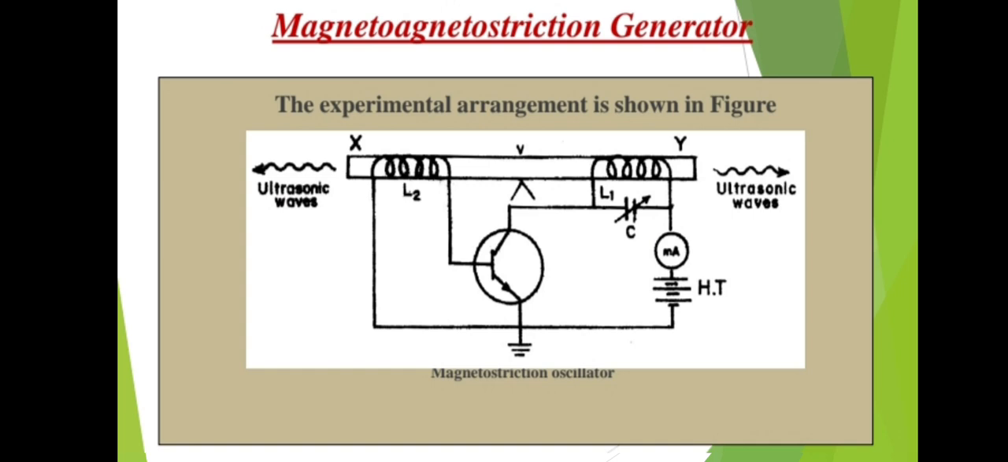In this figure, L1 is a coil wound on the right hand portion of the rod, and along with the variable capacitor it forms the resonance circuit of the collector tuned oscillator. The frequency of the oscillator is controlled by the variable capacitor. The coil L2 is wound on the left hand portion of the rod and connected to the base side circuit. The coil L2 acts as a feedback loop.